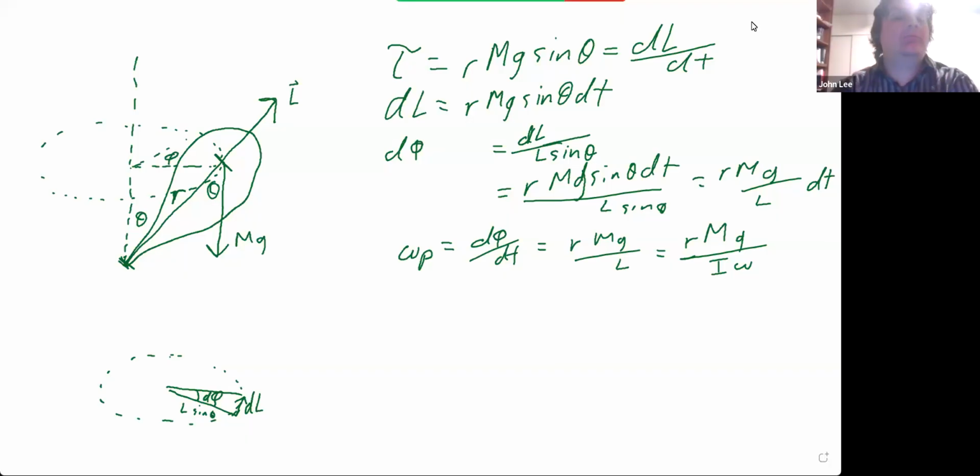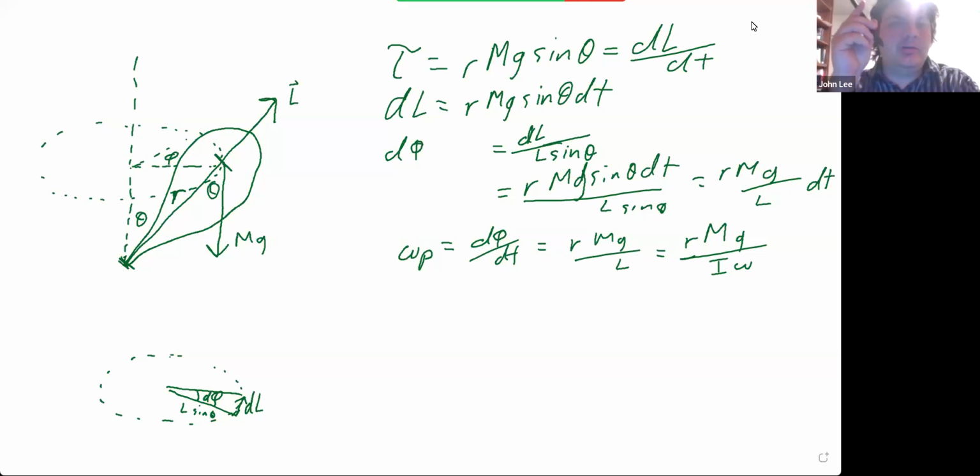All right, so we're going to go over the last section of the book today, or of the chapter. So basically this is precession, which is what happens when you have a spinning object but it's at an angle.